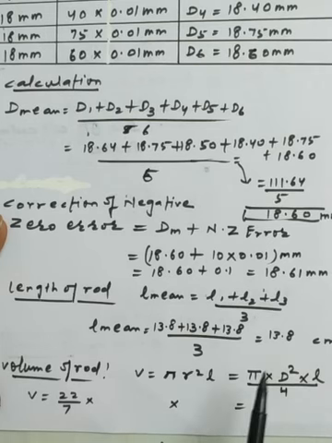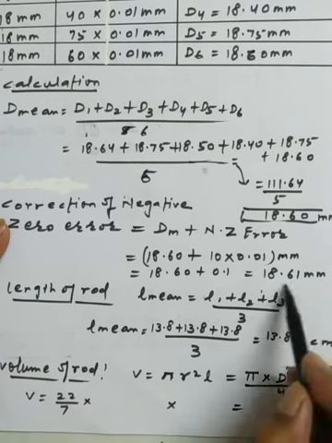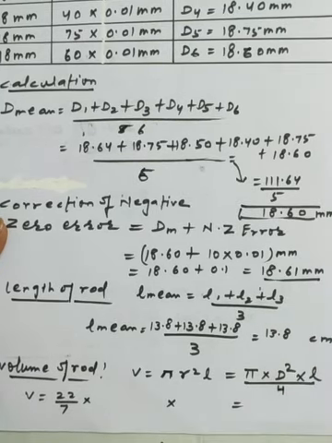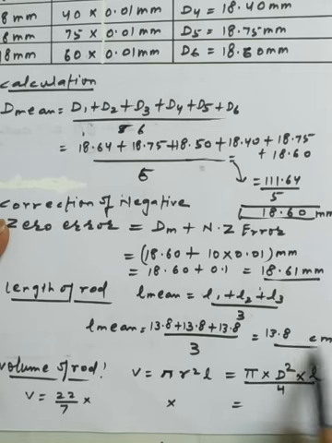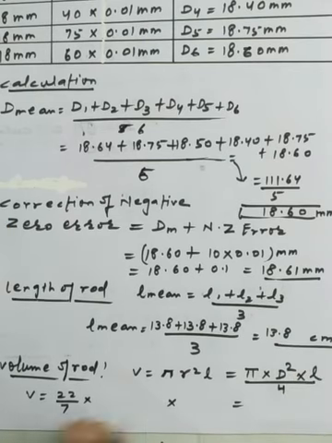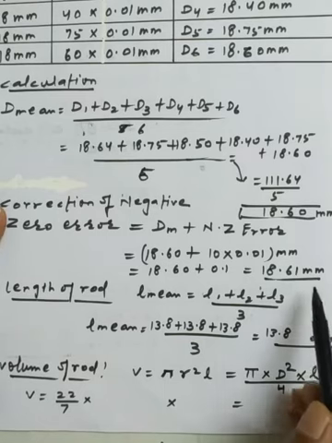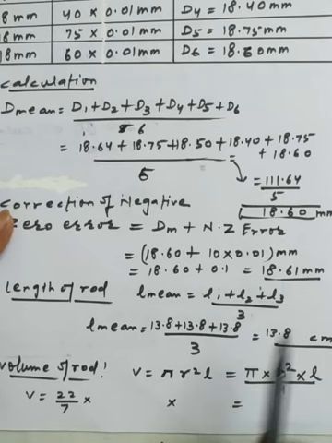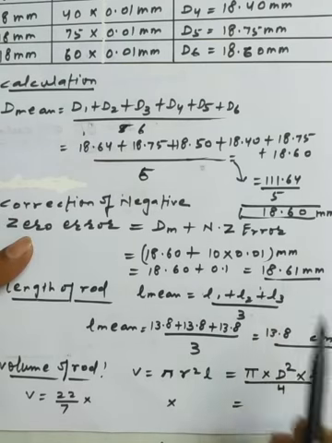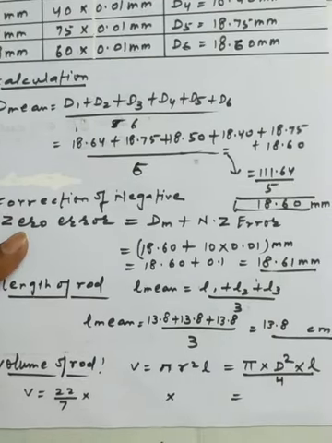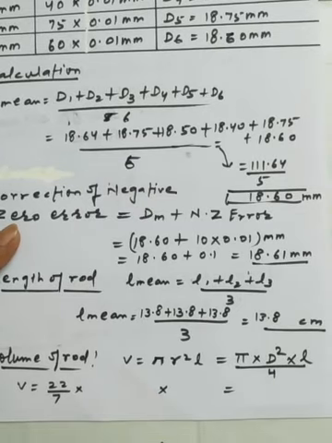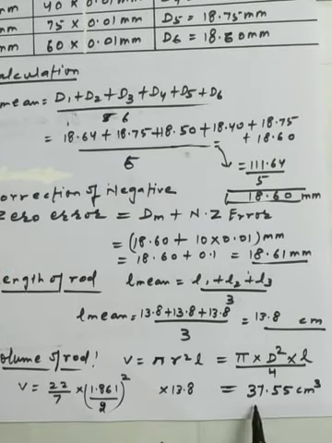You must also keep in mind that the diameter is available in mm, so we will make the conversion, because the length is in centimeters, so we should keep all the parameters in the same unit system. Either convert this parameter to mm or to centimeter. It is much easier to convert to centimeter. So I am converting the diameter to centimeters and making the calculation, and here I am getting the answer 37.55 centimeter cube.